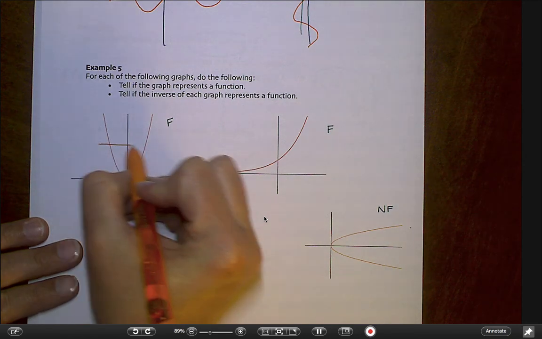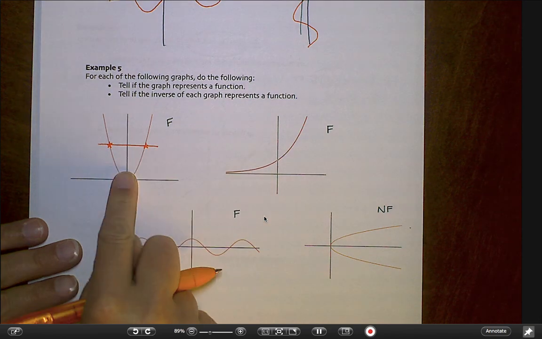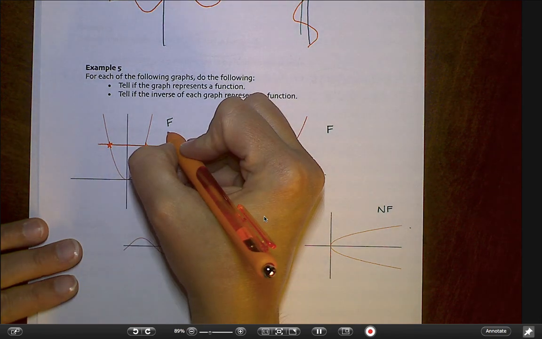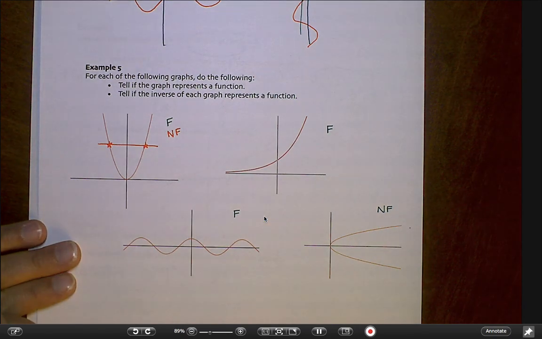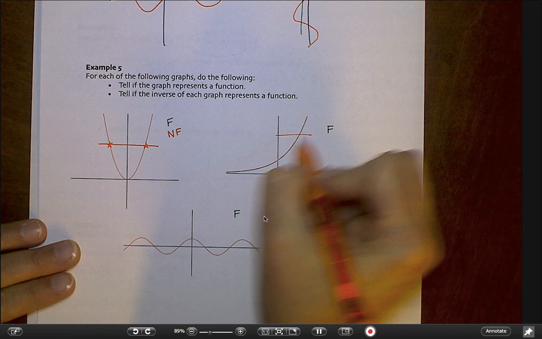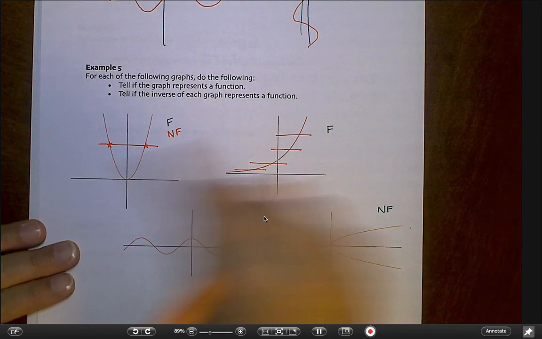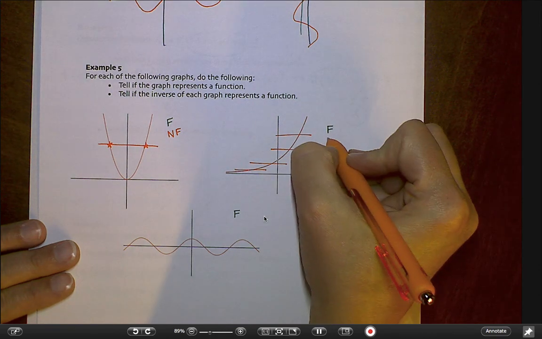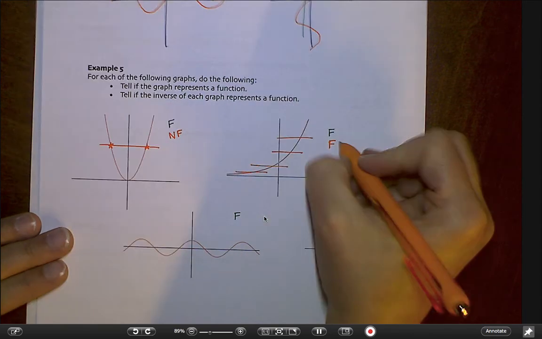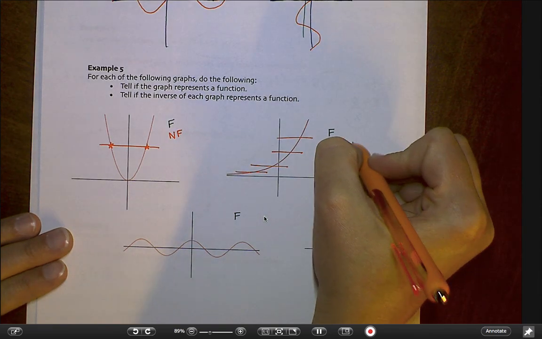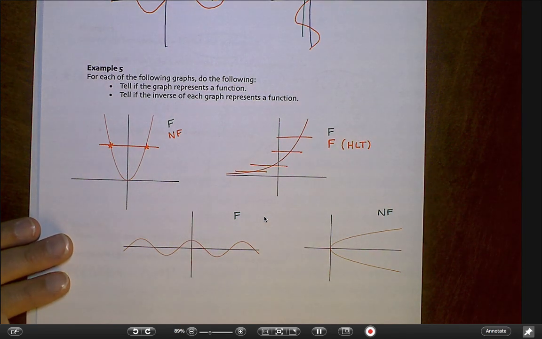If I do the horizontal line test here, this is going to hit twice. So I know that if I were to flip this thing over and find the inverse, it would not be a function, okay? This one, however, I could draw horizontal lines all day long and never hit the graph more than once. So this one, even if I were to find the inverse, it would still remain a function, okay? And I could justify that, again, by saying the original graph passed the horizontal line test.